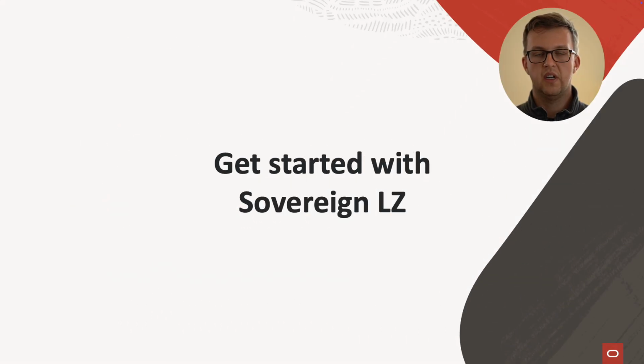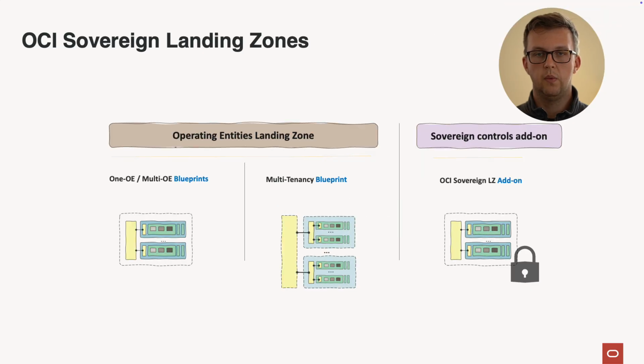So how can you get started today? To start with Sovereign Landing Zone, first deploy one of our standard operating entities models. The Sovereign Landing Zone is then deployed on top of the already existing landing zone to implement specific sovereignty requirements. The add-on is fully compatible with either one-OE, multi-OE, or multi-tenancy landing zones.